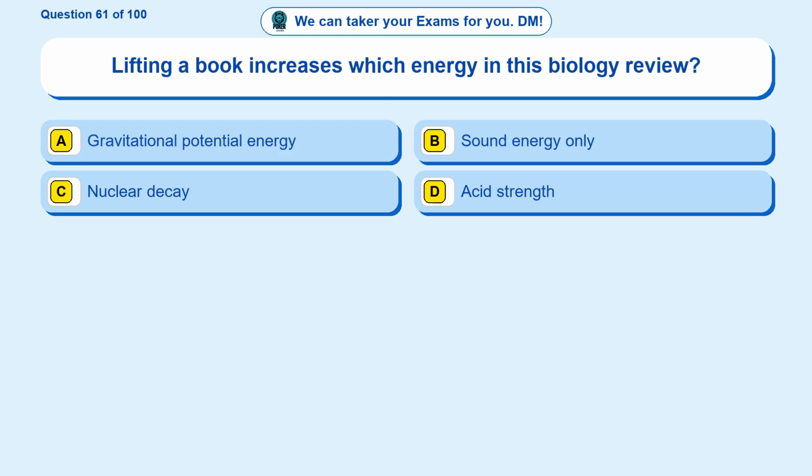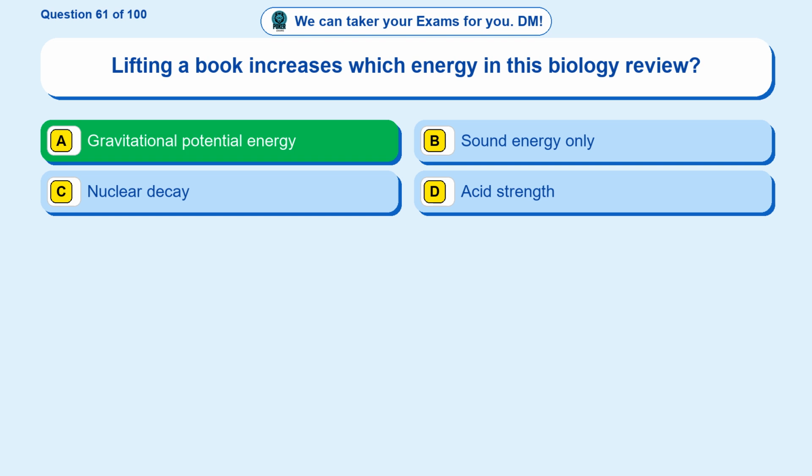Question 61. Lifting a book increases which energy in this biology review? Option A, gravitational potential energy. Option B, sound energy only. Option C, nuclear decay. Option D, acid strength. The correct answer is option A, gravitational potential energy.